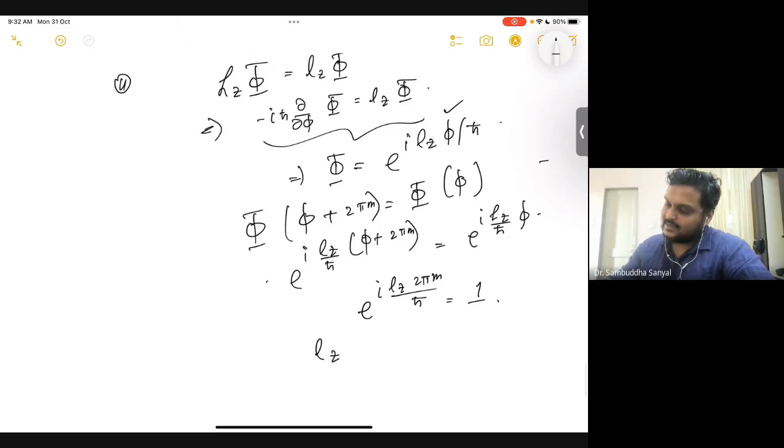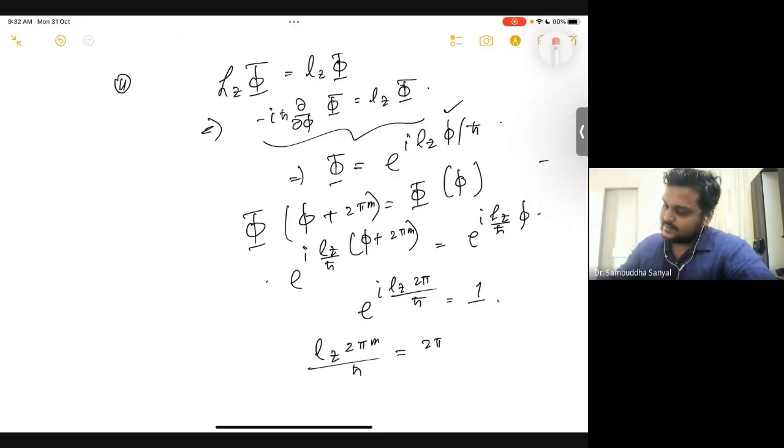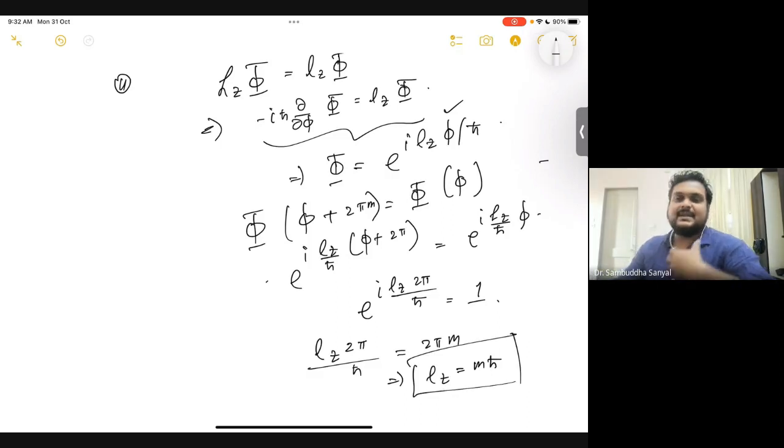Yeah, so Lz, that means 2 pi m by h bar must be equal to 2 pi. So basically a better way to write this is this. Leave the m and write this as 2 pi m. So this must be equal to 2 pi m, and that means Lz must be equal to m h bar. So Lz must be an integer multiple of h bar. So psi plus minus tells you it is nothing but plus minus h bar.